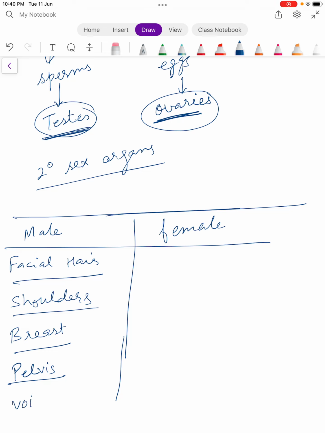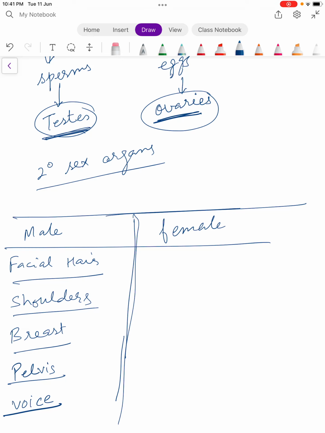Then the other character is voice, the quality of voice. In males, the voice is low pitched, the heavy voice, the bass content in the voice of male is higher as compared to female. The voice of female is high pitched, the frequency of the voice of the female is very high as compared to males. So we can say the voice of male is low pitched and voice of female is high pitched. So these are a few characters of males and females which distinguish them. These are the secondary sex characters.